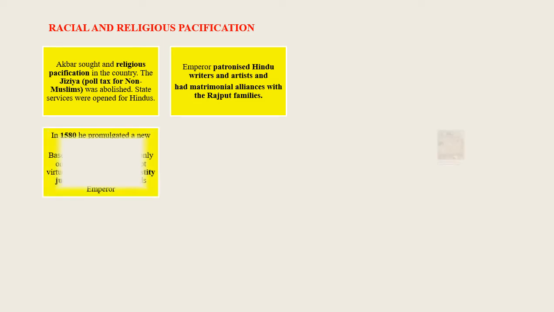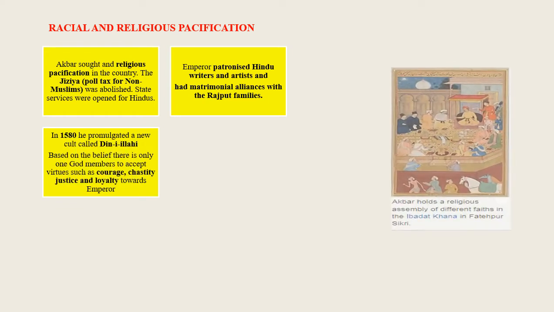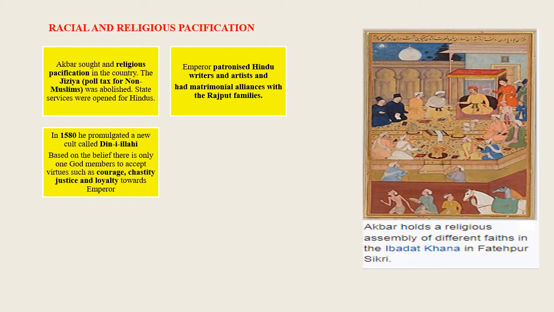In 1580, the emperor promulgated a new cult called Din-i-Ilahi. It was based on the belief that there is only one God and required its members to accept virtues such as courage, chastity, and justice. It also demanded loyalty to the emperor. The new cult could not have many followers and it was never imposed on people.